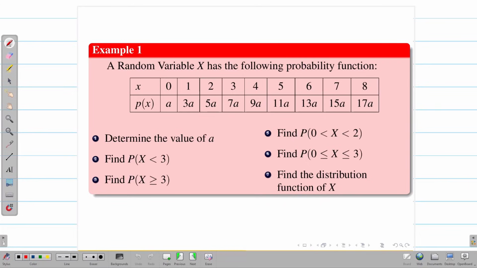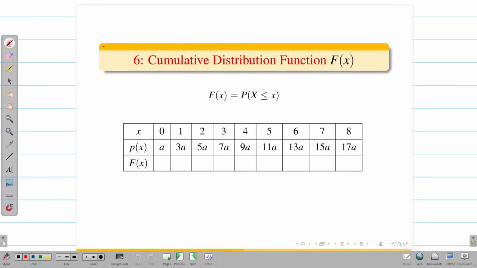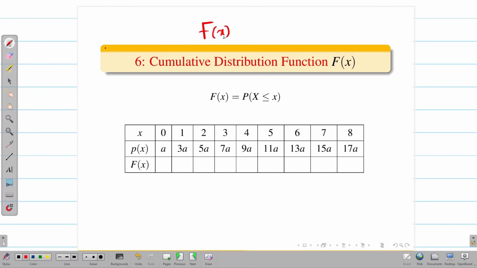Next, whenever we see a discrete random variable problem, if they ask you to find the distribution function or cumulative distribution function or simply distribution, first try to complete this because from this we can easily get the other values. So after finding A, I am going to find the distribution function for the given problem. The cumulative distribution function is capital F of X, that is probability of capital X less than or equal to small x.